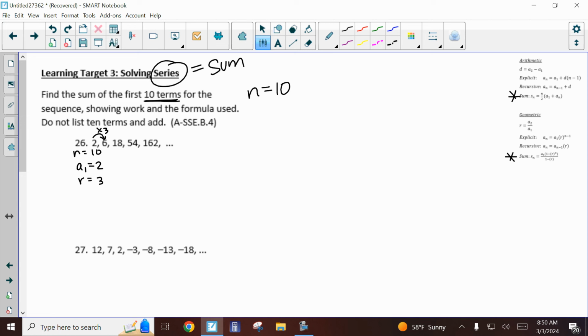So we're going to use the geometric sum formula. The formula goes like this. The sum of the first 10 is equal to the first number, which was 2, times 1 minus r, r was 3, to the 10th power, and n is the same number in both places. And then you have 1 minus 3. You type that into the calculator, and you're going to end up with 59,048. That's our final answer.